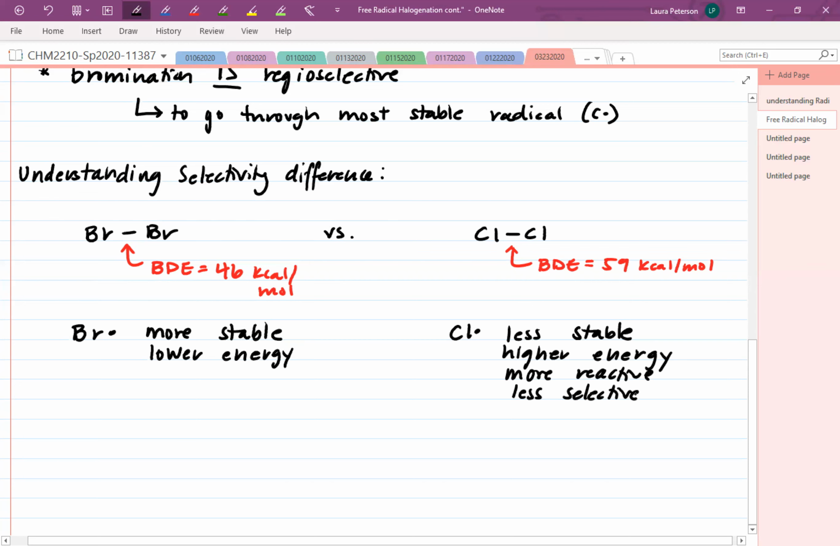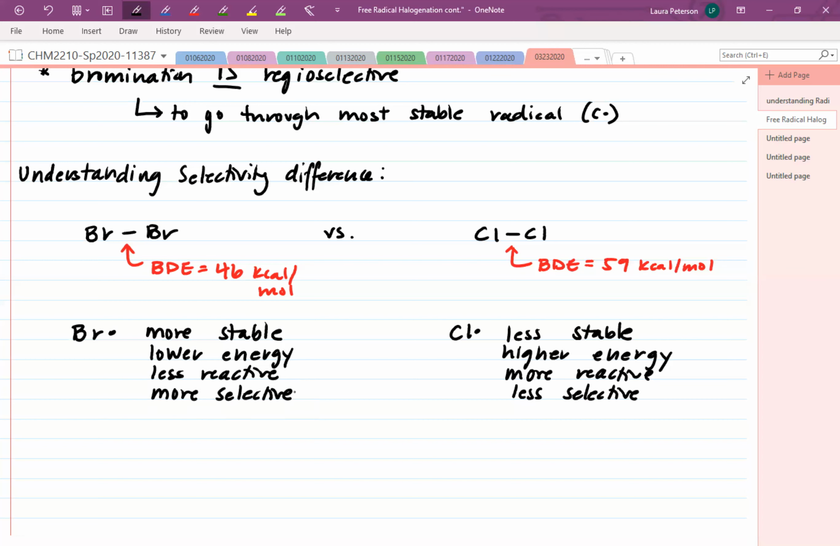Okay, because since it's at a higher energy, it has enough energy to abstract any one of the various carbon-hydrogen bonds within our alkane starting material. Whereas the bromine radical, that is lower energy, it's less reactive. Okay, so it really only has enough energy to abstract the hydrogen that gives me the most stable carbon radical. So it ends up being selective to go through that most stable carbon radical. Okay, so since it's less reactive, it's more selective. Okay, so what we can see then is that since the bromine radical is more stable and lower in energy, it's less reactive and more selective. Okay, so we can use a little bit about the bromine versus the chlorine radicals to understand that selectivity.